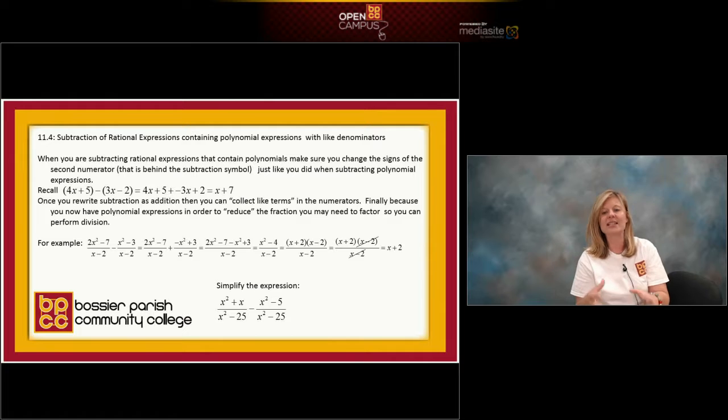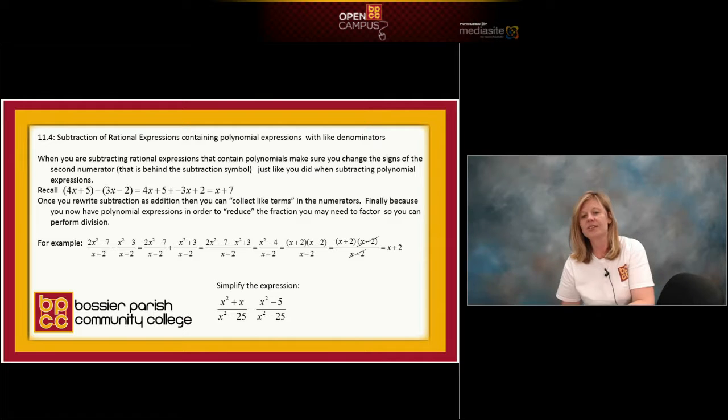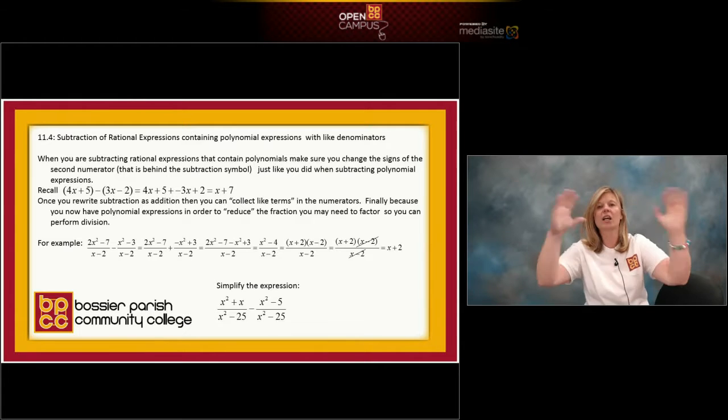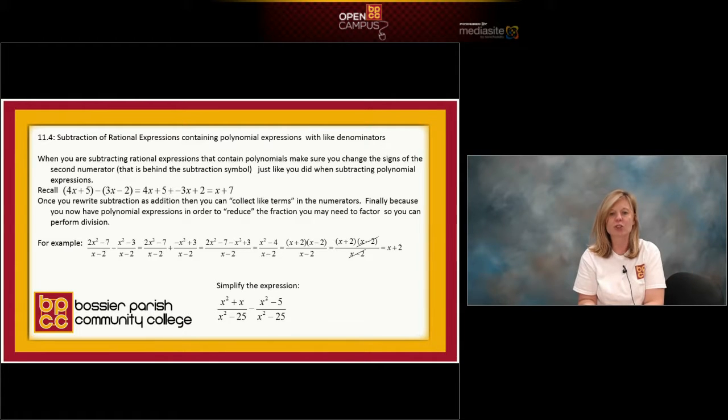Now that it's rewritten as addition, we can sing our song. Adding fractions easy as can be, all we need is an LCD. All right, the first denominator is x minus 2. The second denominator is x minus 2. They're alike. Great. We write the denominator, x minus 2. We're going to collect the numerator. So we have 2x squared minus 7 plus a negative x squared plus 3.